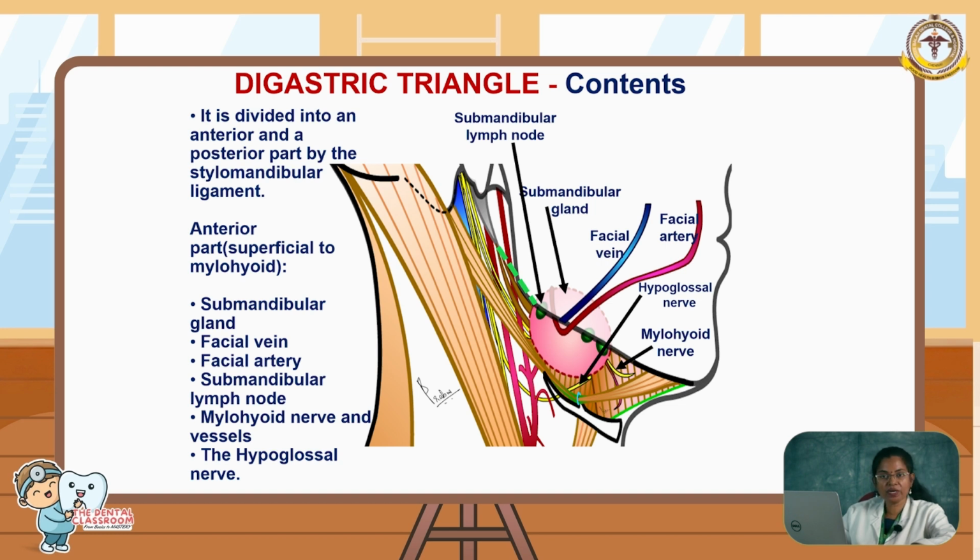The largest member here is the submandibular salivary gland. We have a few lymph nodes belonging to this space, that is the submandibular group of lymph nodes. We have the facial artery, the facial vein, mylohyoid vessels and nerves, and also the hypoglossal nerve as a content in the anterior part of the digastric triangle.